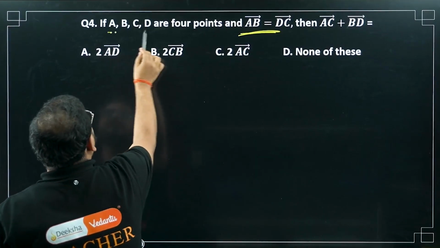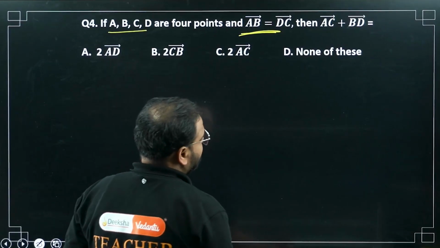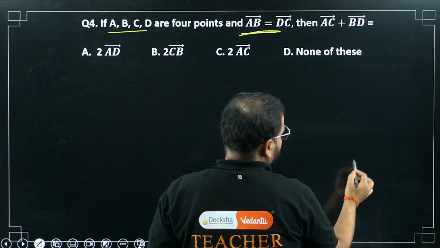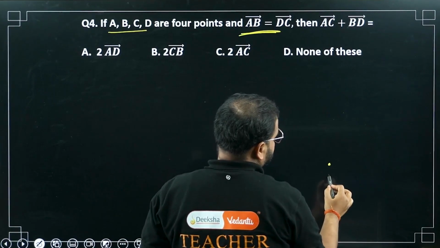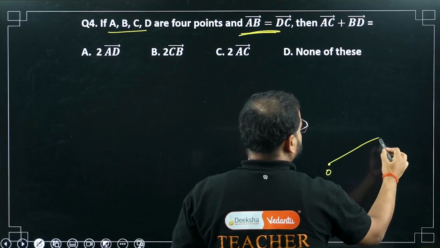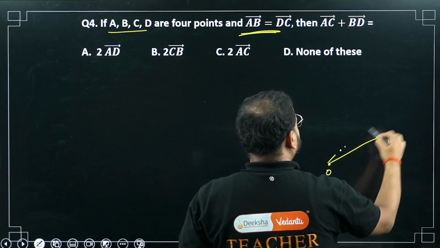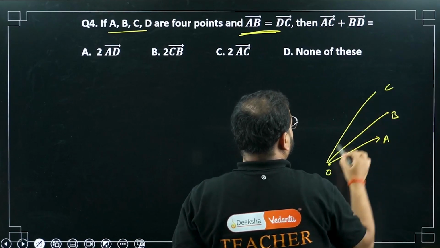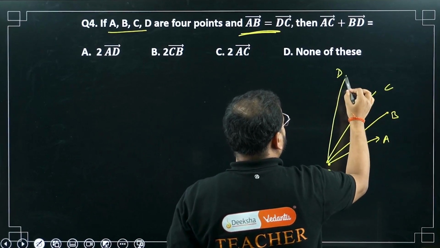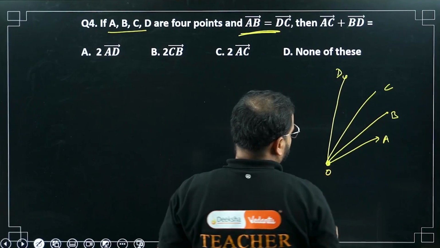First of all, the given thing is ABCD are 4 points. Let's take the 4 points. So I can take origin, right? So take an origin somewhere here. A is, let's say, like this. B is, let's say, like this. And C is like this. And D is like this. So the same vectors A, B, C, D.